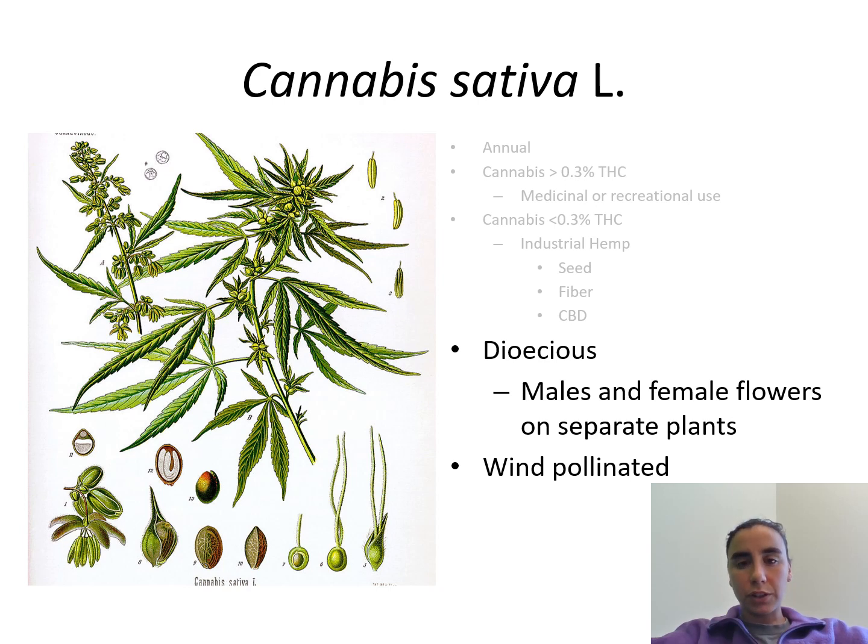Important for this discussion, cannabis is also dioecious, and this means that male and female flowers are on separate plants. So there's male plants and there's female plants. And additionally, it's wind pollinated. So male plants that contain male flowers produce the pollen, and this pollen is distributed via the wind to the female flowers that then take the pollen, pollinate the flowers, and go towards seed production.